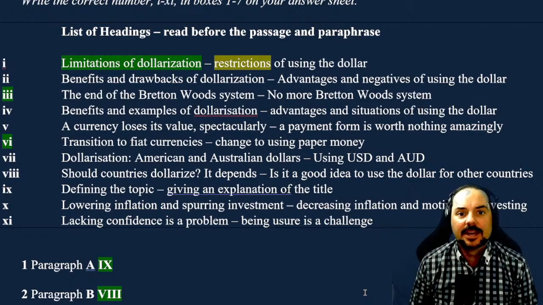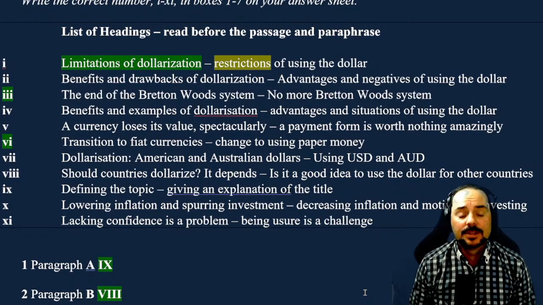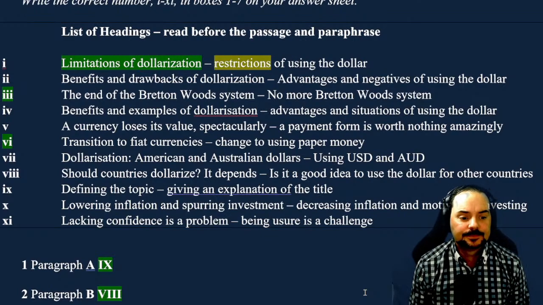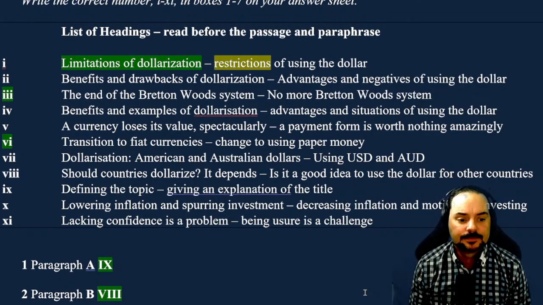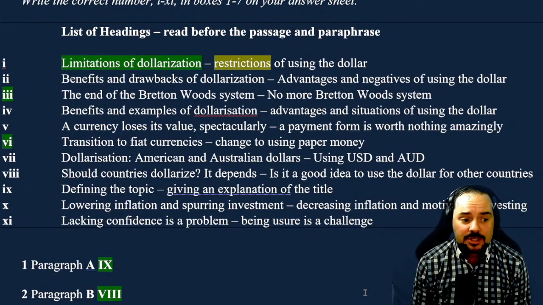So while you're choosing, again, I'm reminding everybody, pay extra attention during the introduction and the conclusion. They are definitely usually the trickier ones. From a point of view, it's a should countries dollarize? It depends. Maybe. Yeah, you just picked up a point.